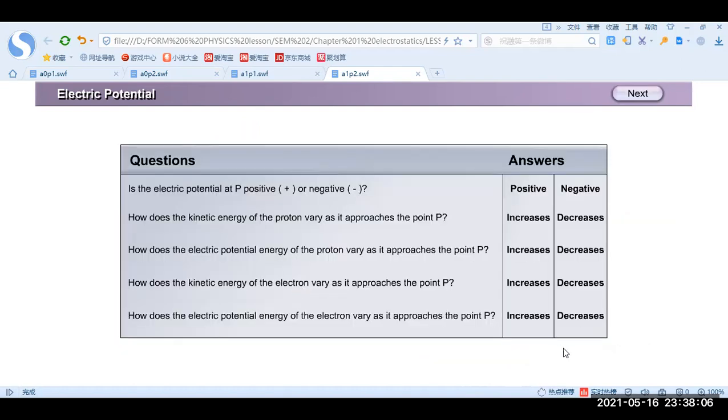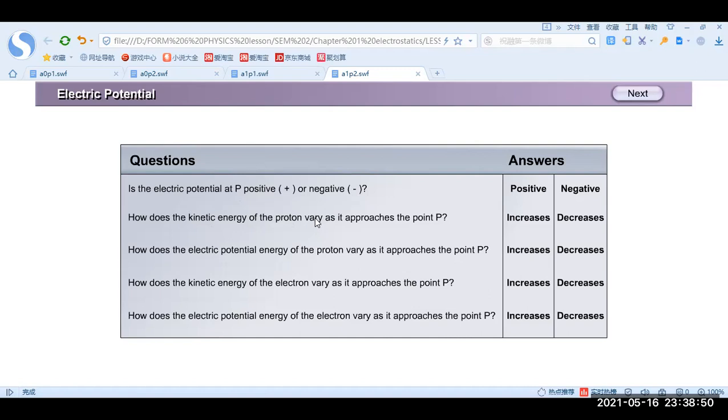So from here, the electric potential at, let's say, point P, is it positive or negative? Because the plate is positive charge, the electric potential at point P is positive. And how does the kinetic energy of the proton vary as it approaches the point P? Just now we noticed that the positive charge will move near to the flat charged plate, and then it will stop at point P.